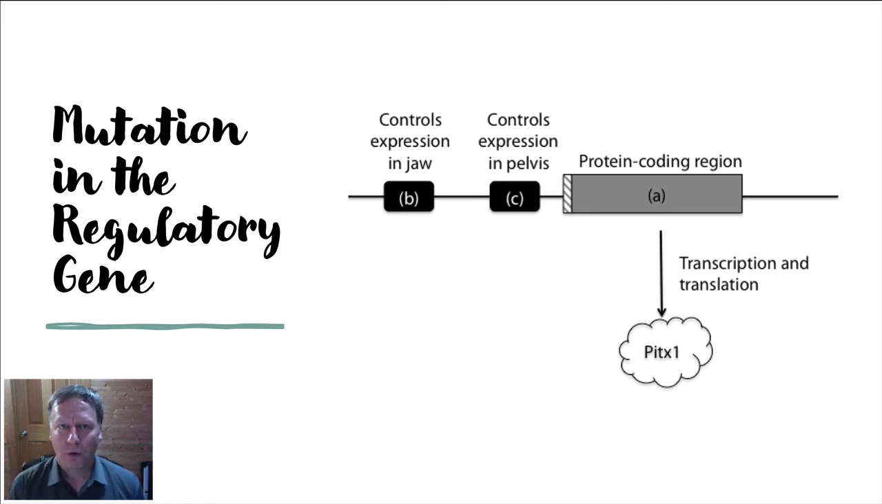The genes themselves are not modified. The regulatory genes, in this case up here represented by B and C, two different regulatory genes, these get modified, so our protein, our transcription factor, is not going to be produced. When that's not produced, the pelvic spines will not form at all.